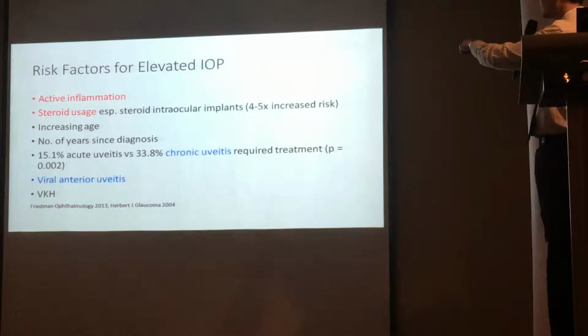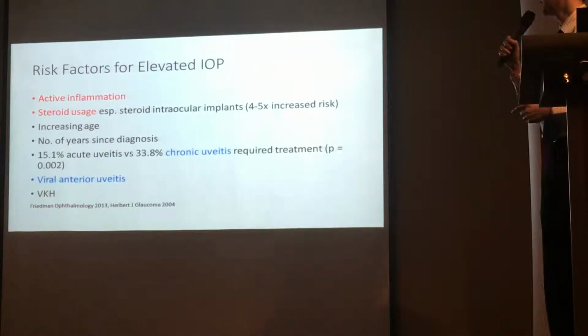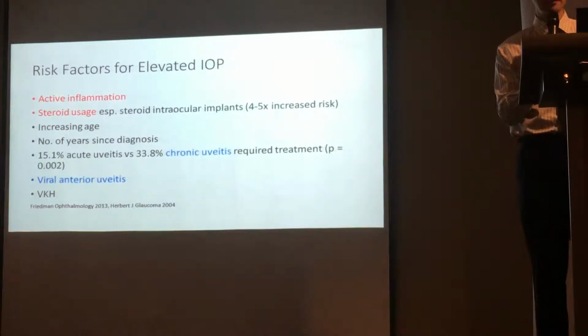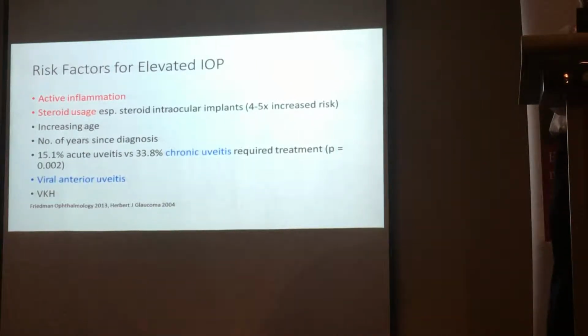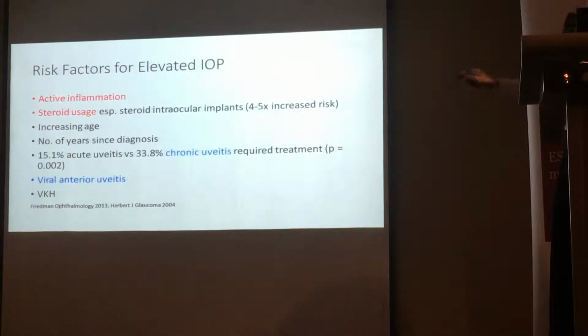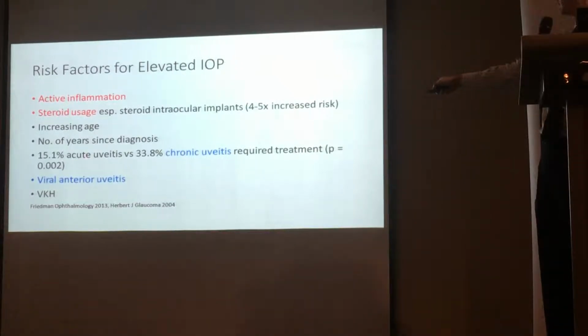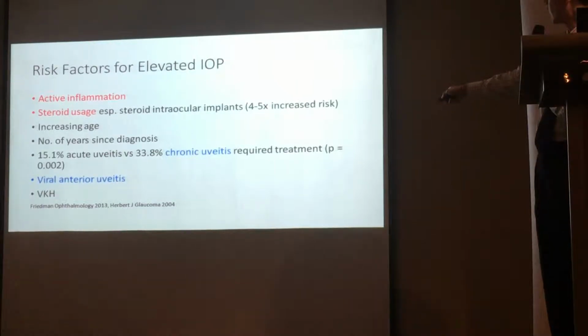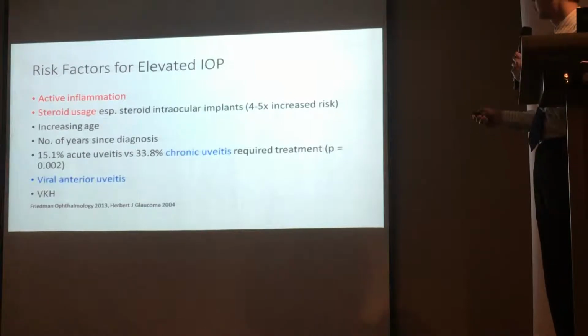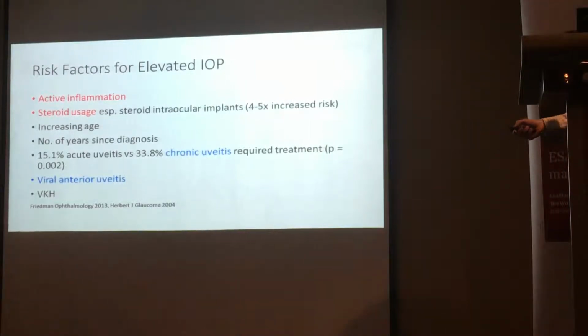And have a look there, it was 4 to 5% increased risk when there was steroid usage. Other risk factors are older patients, longer duration of uveitis, and the fact is that we have both acute uveitis as well as chronic uveitis having the possibility of getting a high eye pressure, but it is more than double the chronic uveitis who would end up with high IOP requiring treatment.